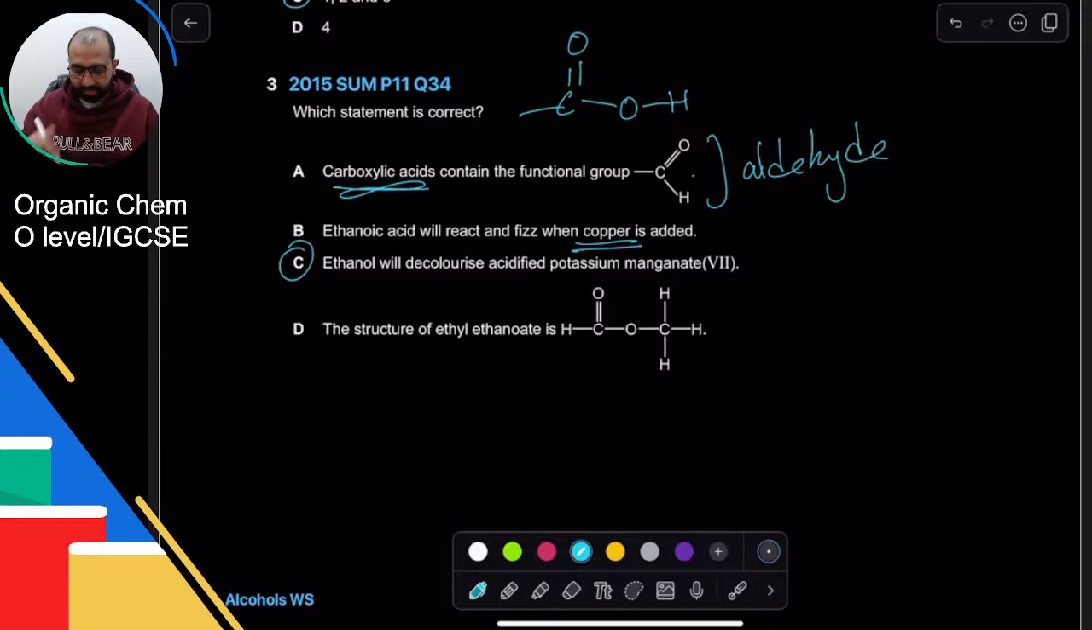The structure of ethyl ethanoate is, नहीं भाई ये क्या है, देखो इसमें क्या है, ये है methyl methanoate, single carbons. So this is not the answer.